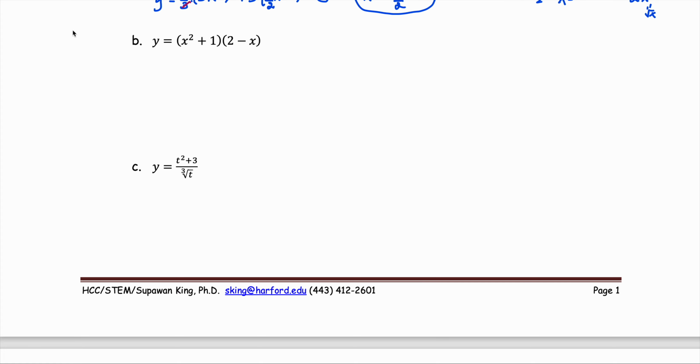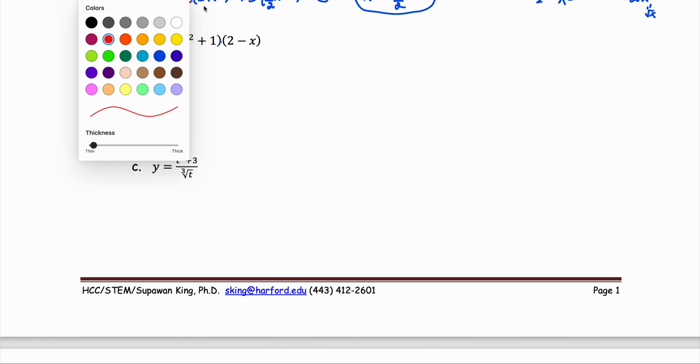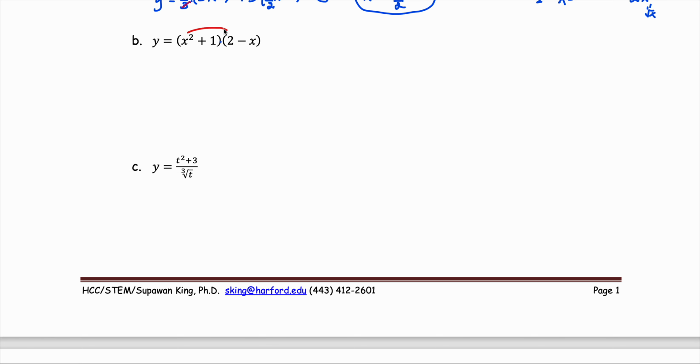Next one, we are going to find the derivative of the function y as the product of the quantity x squared plus 1 and the quantity 2 minus x. At this point of time, we do not have the product rule to find the derivative. So we just go back to the basic by rewriting the product into the sum using the distributive property or the FOIL technique, the FOIL that you learned in the algebra class.